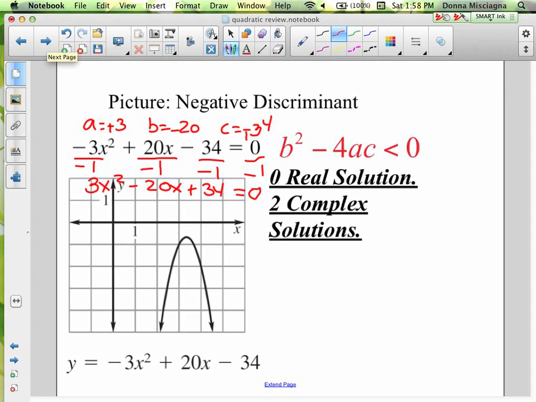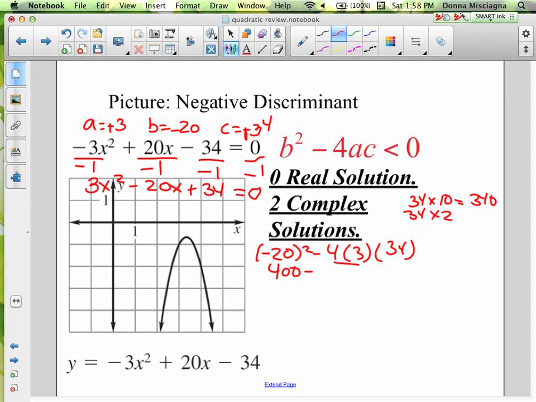So b squared minus 4ac, I have negative 20 squared minus 4 times 3 times 34. That was a plus there, 34. So that's going to be 400 minus whatever 12 times 34 is. All right, well, I don't have a calculator right next to me. 34 times 10, that's 340. And 34 times 2, since I'm trying to multiply by 12, that's going to be 68. So that's going to be 408.